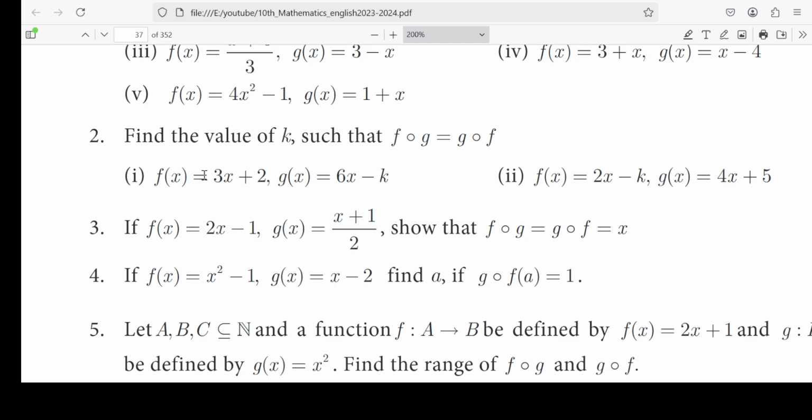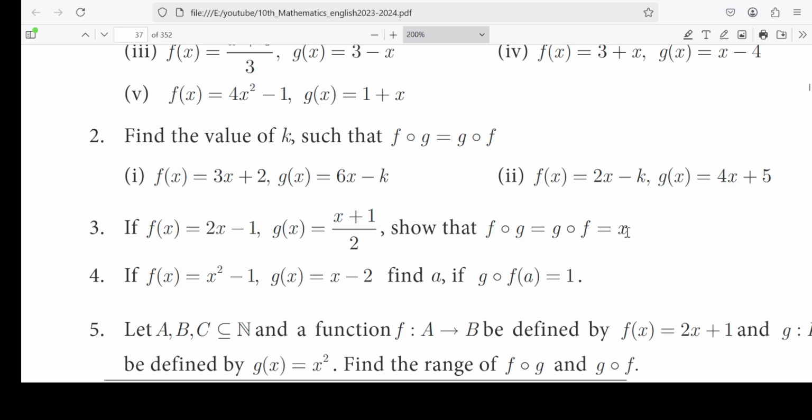Now we can see question number 3. If f of x equals 2x minus 1, g of x equals x plus 1 by 2, show that f of g equals g of f equals x. Here, f of x is given, g of x is given. We need to show that f of g equals g of f equals x.